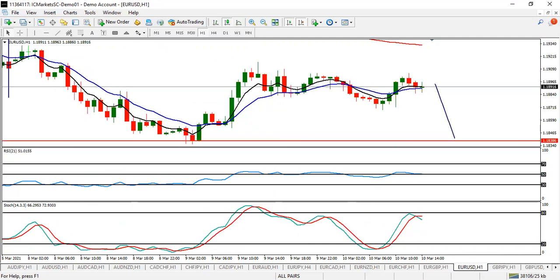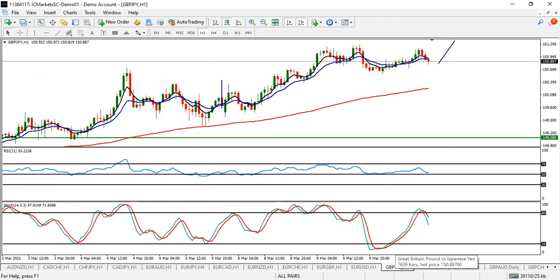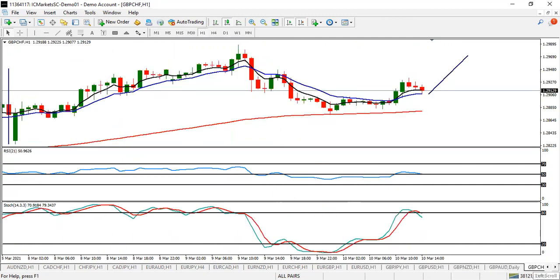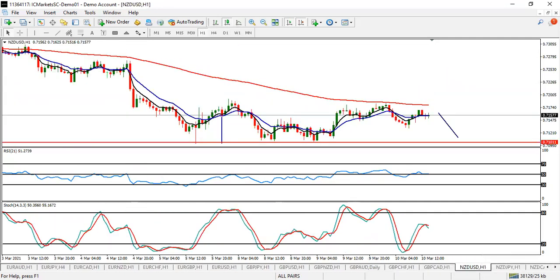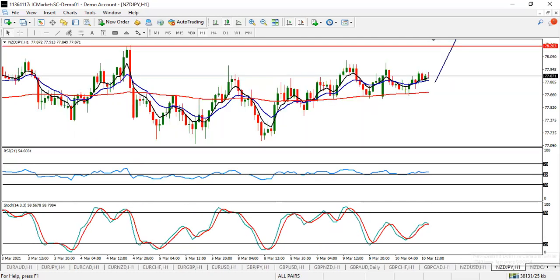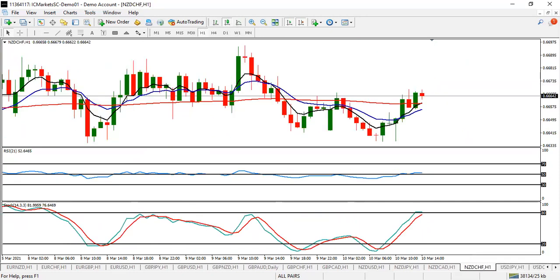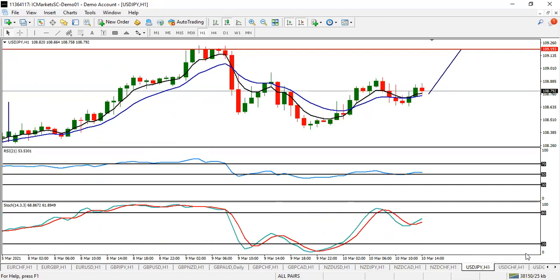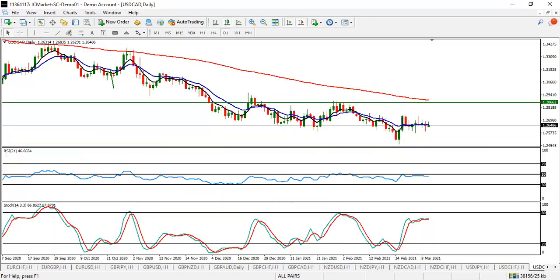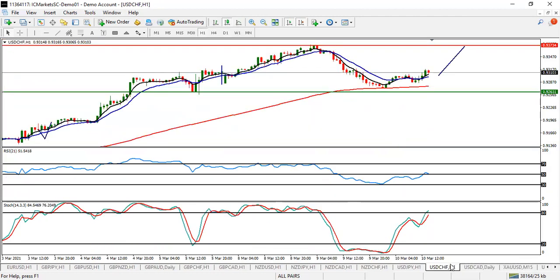Euro USD, look for a sell. GBP JPY, look for a buy. GBP chef, look for a buy. NZD USD, look for a buy. NZD Jpy, look for a buy. NZD card, look for a sell. USD Jpy, buy. USD Swiss Franc, buy.